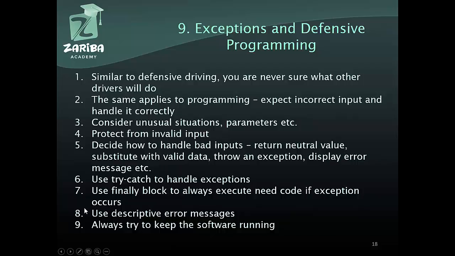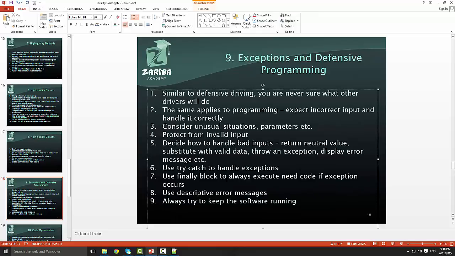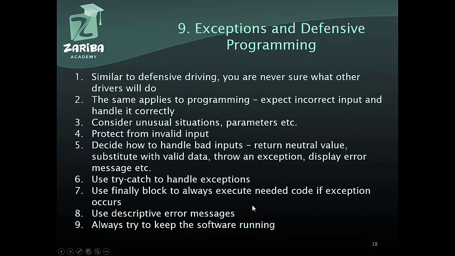So yeah. Use try catch to handle exceptions. Use finally block to always execute needed code. Who has been writing this? Unbelievable. What an idiot. Okay, use finally block to always execute needed code if an exception occurs. Use descriptive error message. I think we've had that somewhere above. Always try to keep the software running.